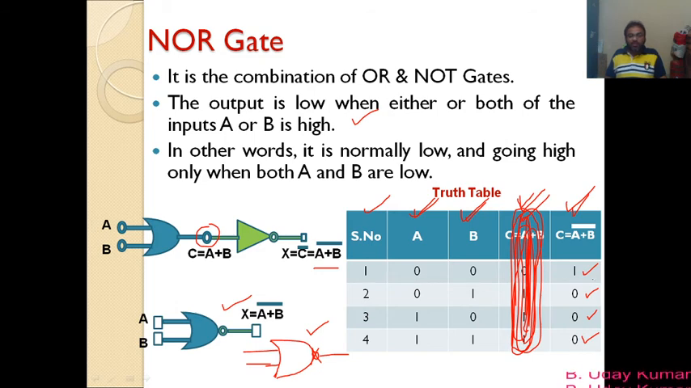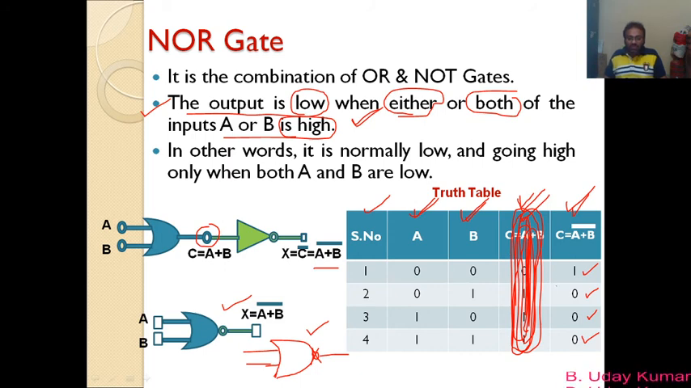Okay, so now based on this truth table, you can write the definition of the NOR gate. So what is a NOR gate? So now come to the first definition. The output is low when either or both of the inputs A or B is high. So this is the definition. Okay, so the output is low.